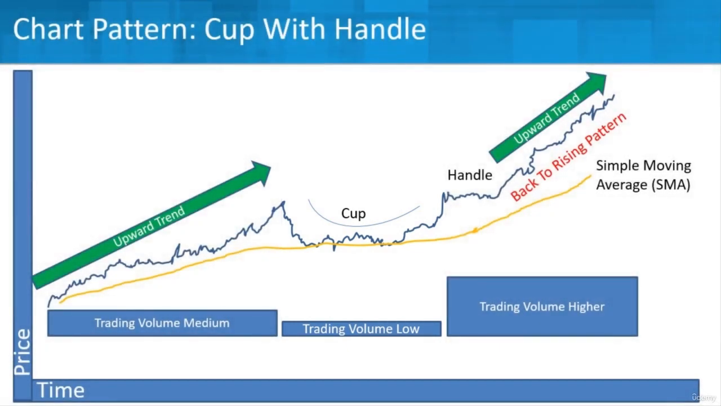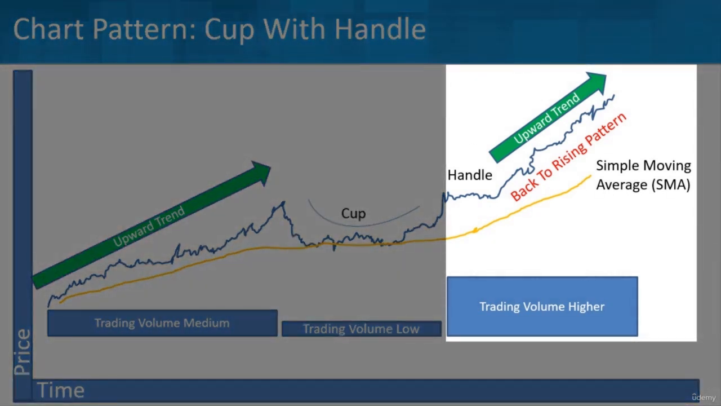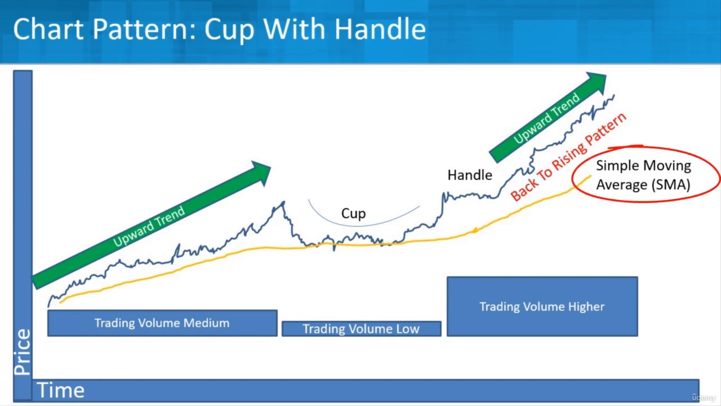And then as we go back up, a handle forms. And that's when the handle forms, and certainly when there's the continuation pattern of the upward trend, we're back to this rising pattern, back to this upward trend. But one key part of that is that the trading volume is higher, right? So all of a sudden, a lot of people are trading it, and they're driving the prices higher. And then all along this, you want to overlay the simple moving average, or you can use a different type of moving average, like a weighted moving average.